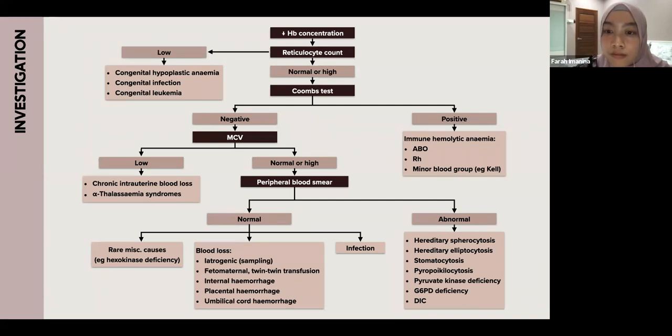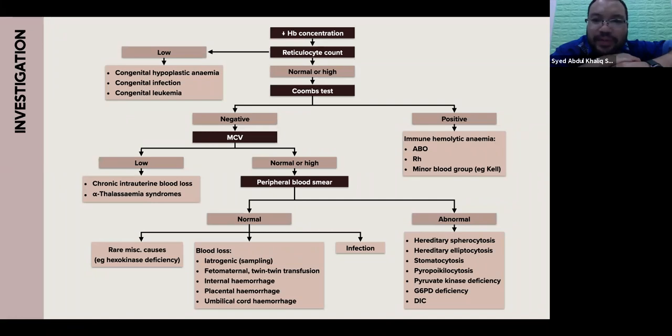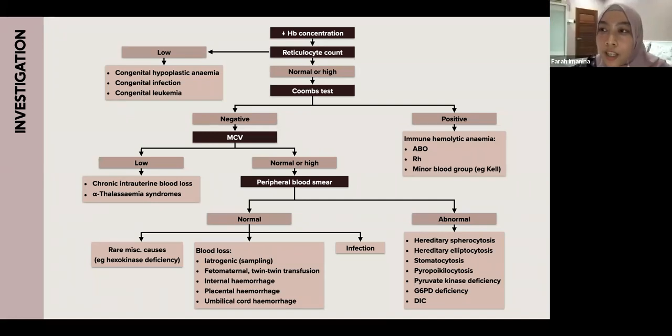Okay, Coombs test negative, MCT is low. Alpha thalassemia, what is beta thalassemia? Beta thalassemia, usually they present around 3 to 6 months of age. So under neonate, hypoalpha. Okay, fine.